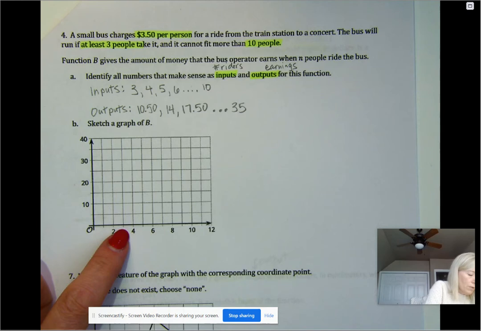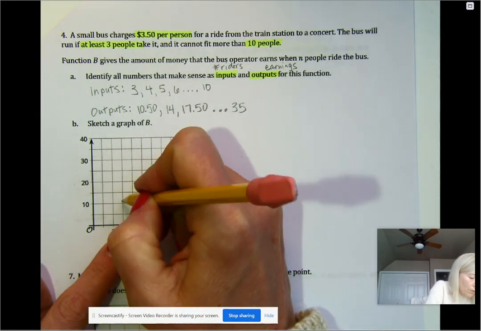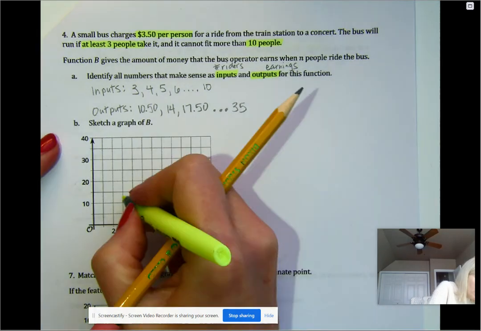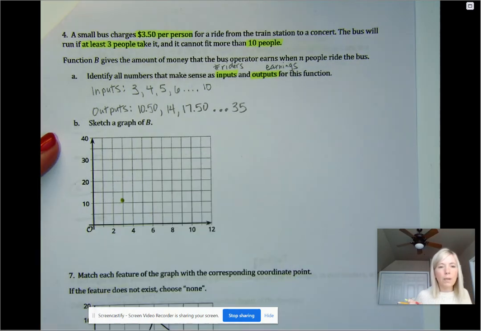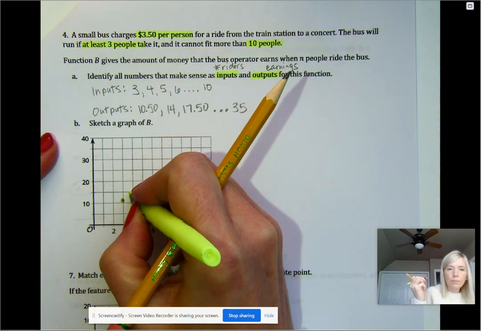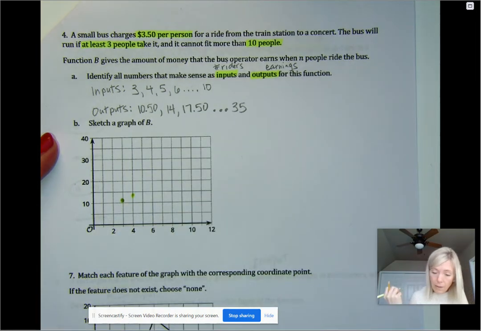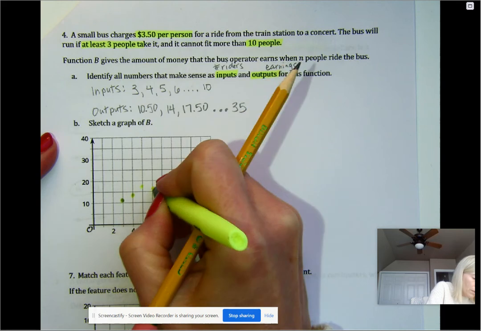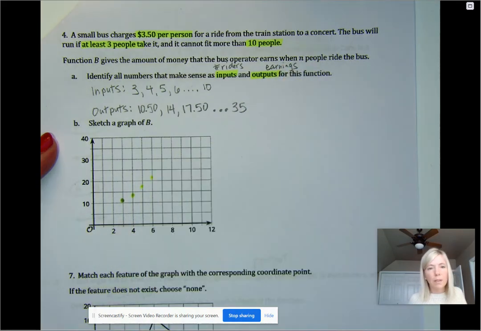And 3 riders is $10.50. I'm going to use a highlighter to show that better. That's for 3 riders. Then for 4 riders, it goes up to 14, about there. And then $17.50 for the next one. And then 21. These should line up perfectly. I'm not doing the best job ever, but really close.